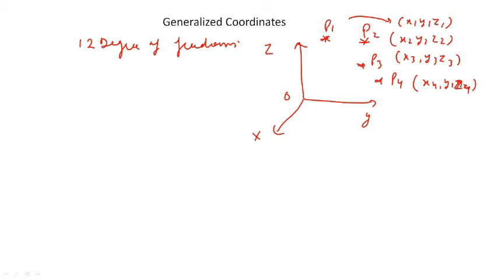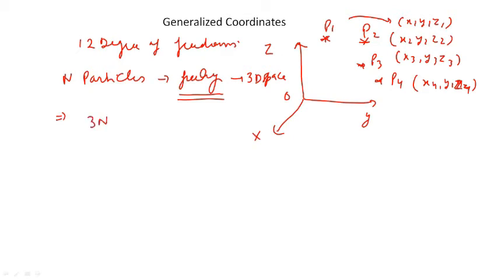Suppose the system has n particles, and these n particles are freely moving. There is no constraint in three-dimensional space. Then you know that there will be the requirement of 3n Cartesian coordinates to specify its position.